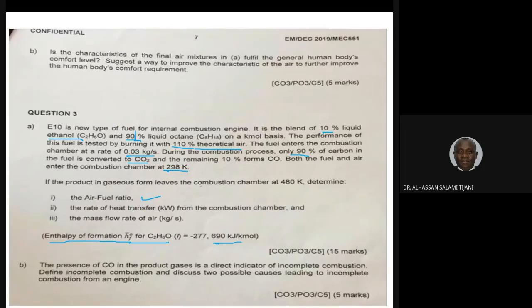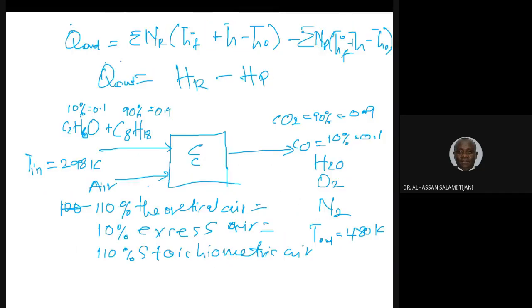Now the question wants us to determine the air-fuel ratio. The first thing to do before you determine the air-fuel ratio is to write down the combustion equation. And again, like I always tell you, we need to first write down a balanced stoichiometric equation. First thing first.